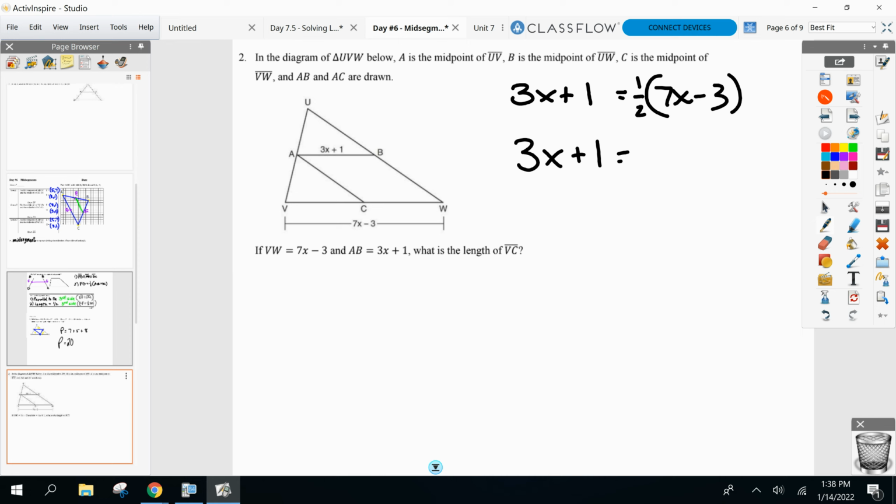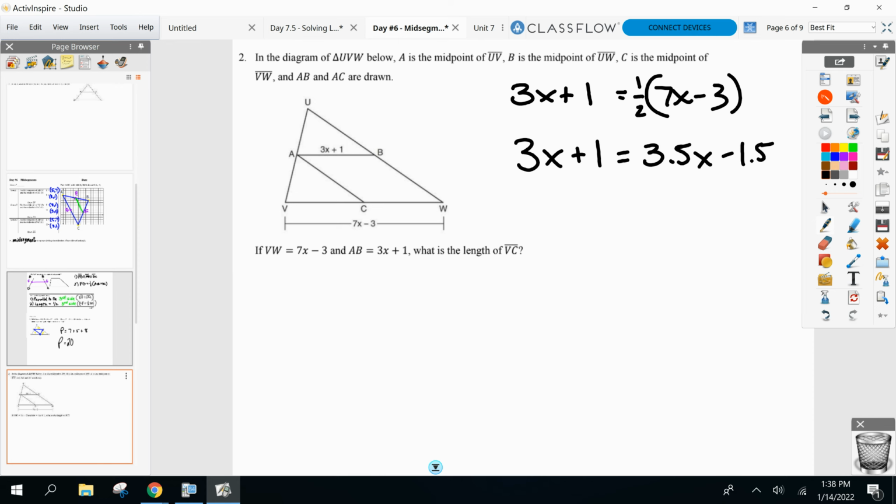3x plus 1, because people get nervous now. Oh, taking half of an odd number. Oh boy. Wouldn't want to be in honors. Oh boy. What do you get there? 3.5x minus 1.5. Oh boy. Why didn't she just multiply by 2, Charlotte? Why didn't she just do that?